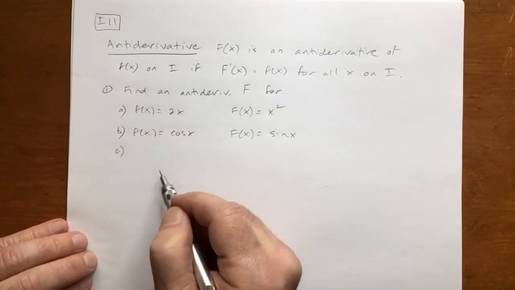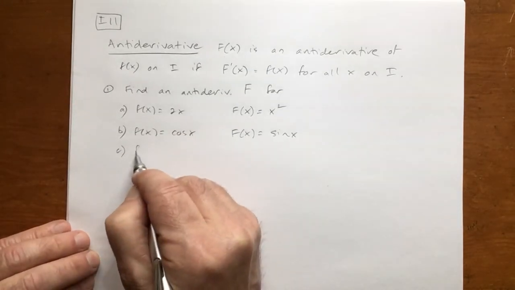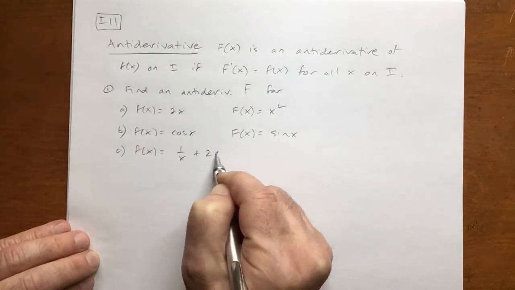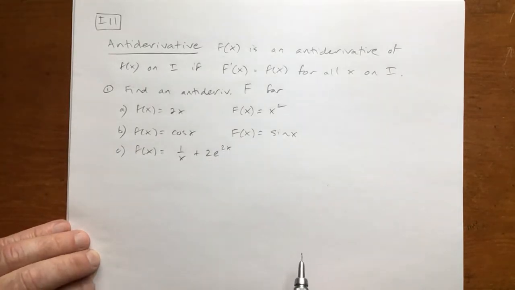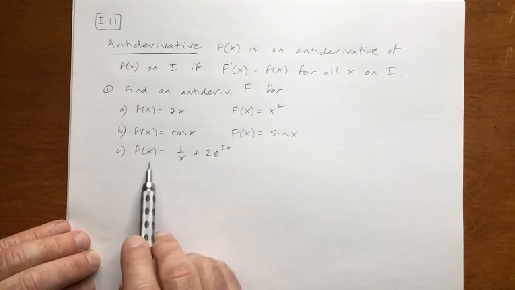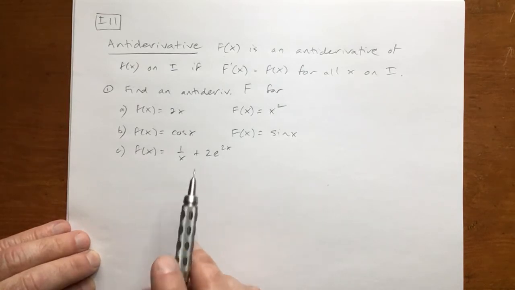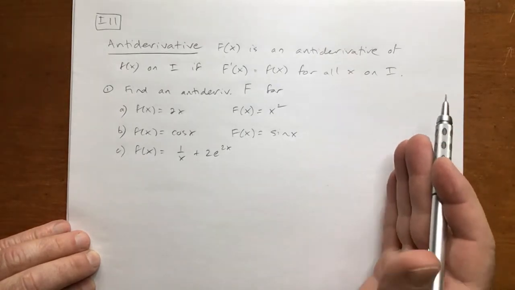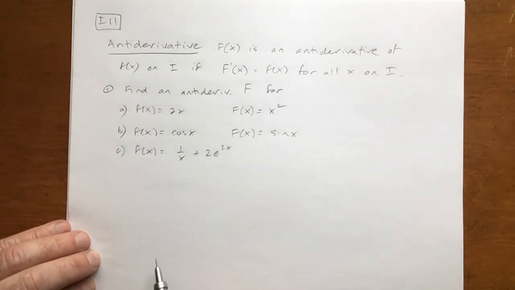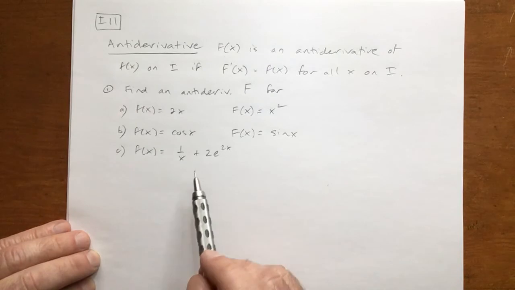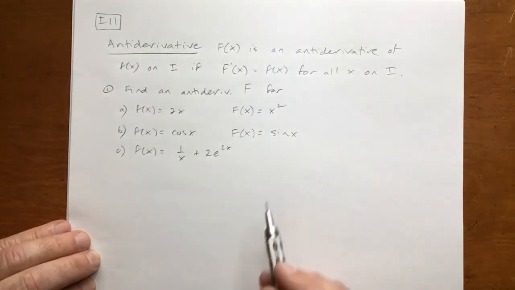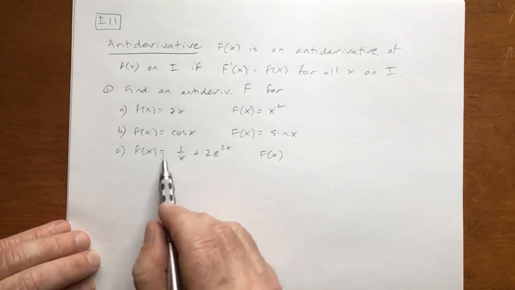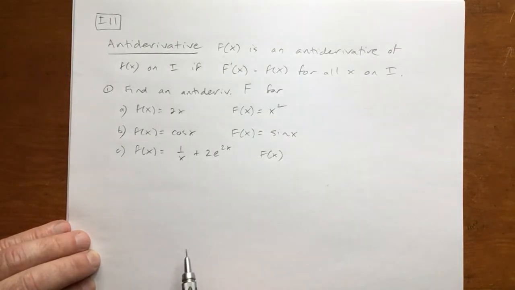Maybe a bit more difficult one. Okay, so what is the antiderivative? What could we derive to get this? And we have to remember that when we derive, we are allowed to derive term by term, and so we must be able to antiderive term by term. So it's just simply two separate problems. So what could you antiderive to get 1 over x?